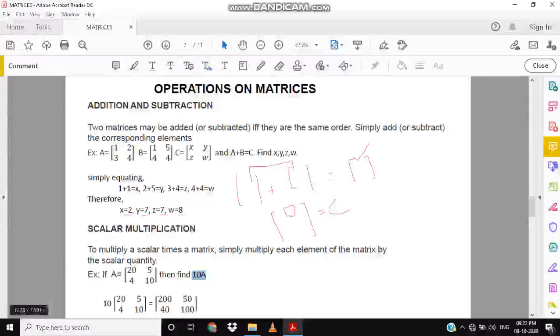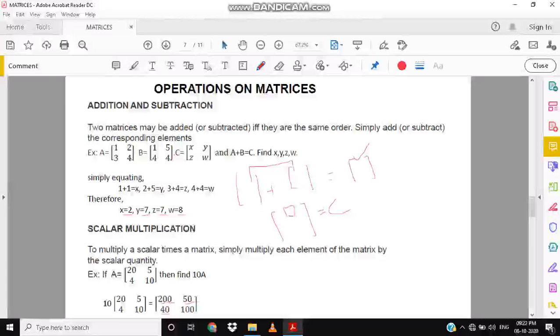So simply you will be multiplying 10 with 2. That gives you 20. Then 10 with 5, that gives you 50. Then 10 with 4, that gives you 40. And then 10 multiplied by 10 gives you 100. Okay.